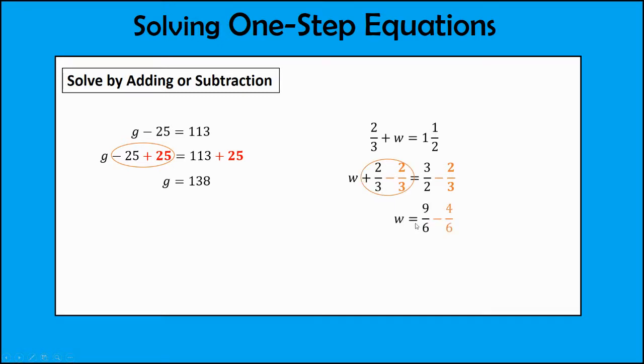So we got W equals, and now over here, to actually subtract fractions, you got to get common denominators. So I multiplied here the top and the bottom of this fraction by a 3 to get 9/6. Over here, I multiplied top and bottom by a 2 to get 4/6. And then 9/6 minus 4/6 is 5/6, and there's our answer. So W is 5/6.